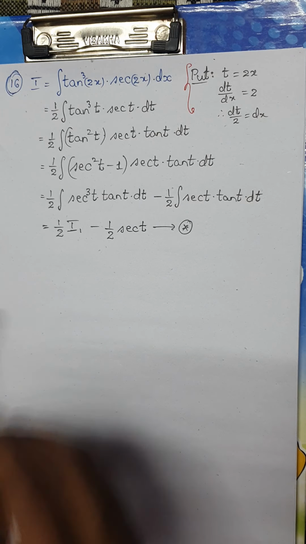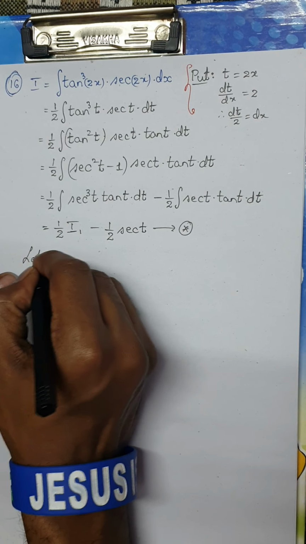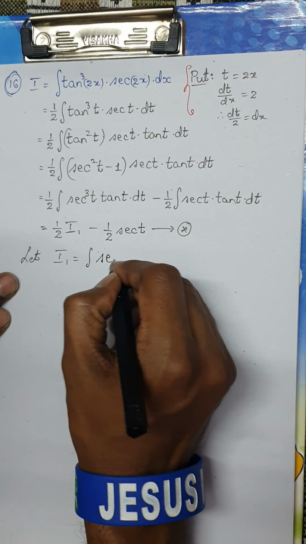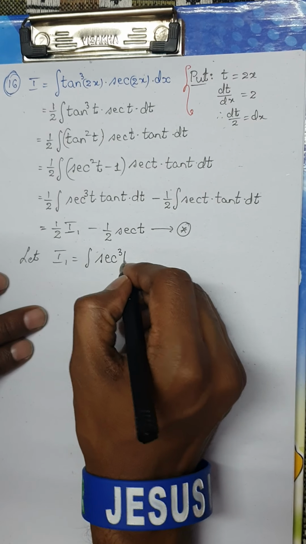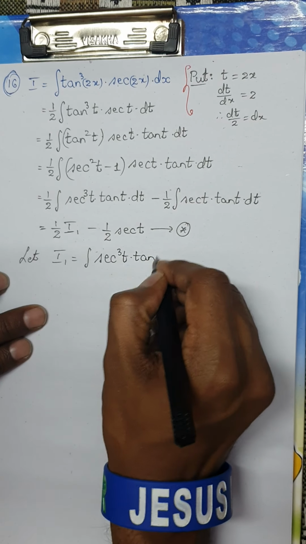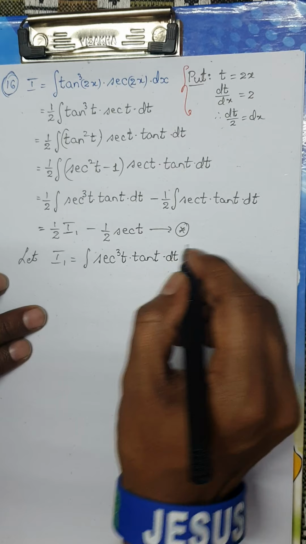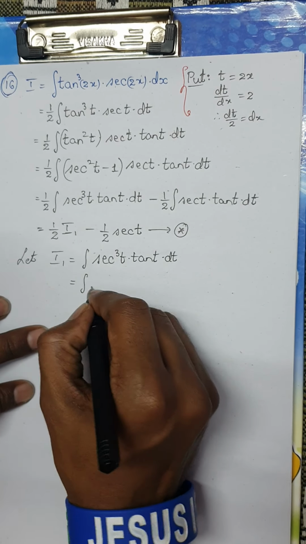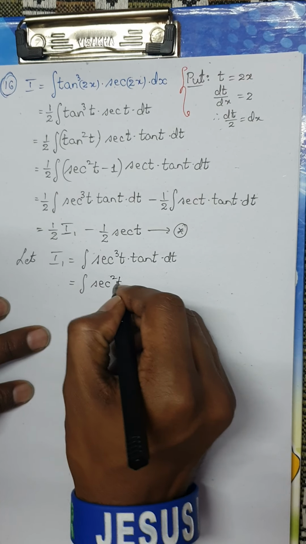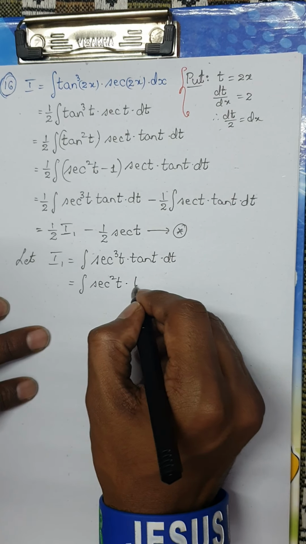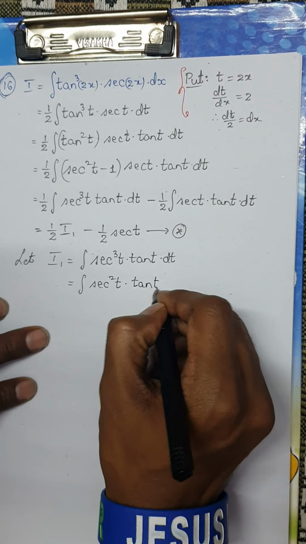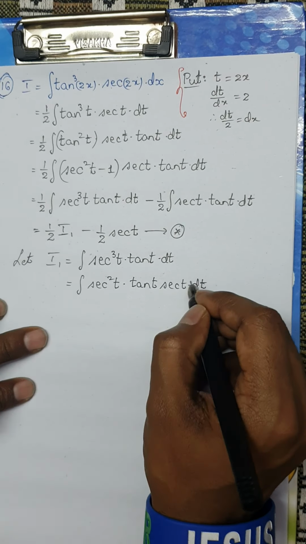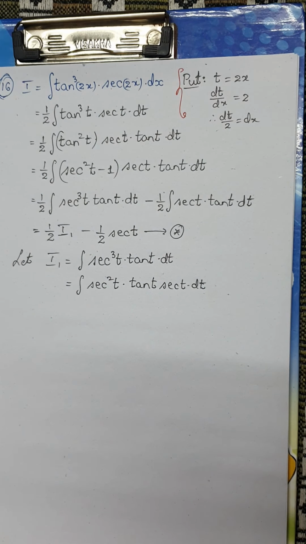Okay, so moving on, let I1 be, remember, the integral of secant cube t into tan t dt. Again, I am going to split it as secant square t into tan t, there is another secant here, into secant t dt. Okay, so see what happens.